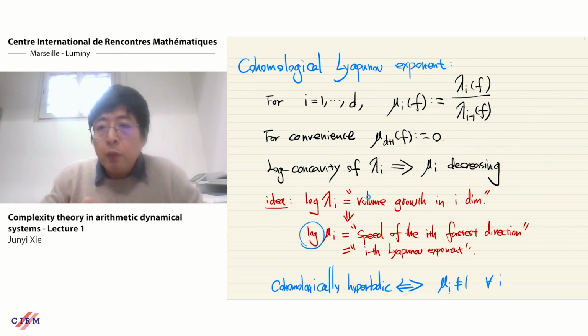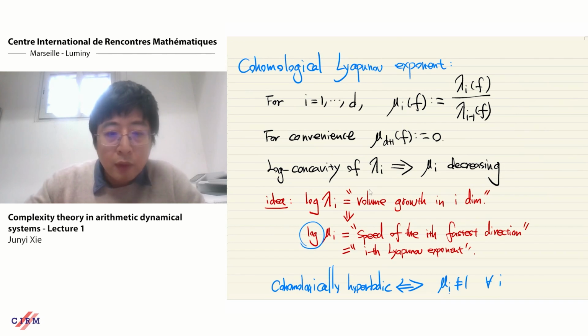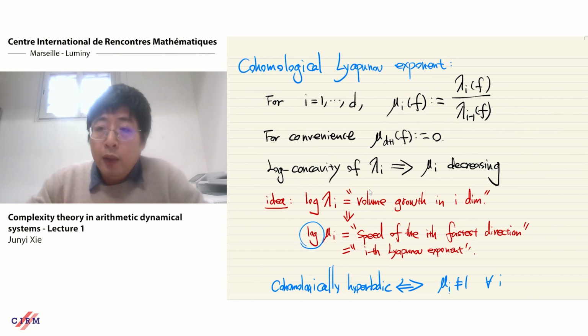But we don't want to have too many logs. So we just drop this log and think of this mu_i as the cohomological version of the Lyapunov exponent. So this leads to a very important condition. We say that this f is cohomologically hyperbolic. It just means that all mu_i are not equal to 1.